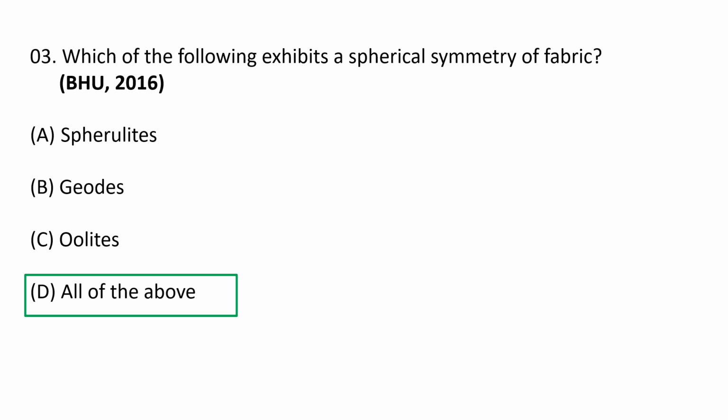Spherulites are spherical bodies occurring generally in glassy rocks, especially silica-rich rhyolites. Geodes are spherical or oblong rocks that are filled or partially filled with minerals. And oolite is any sedimentary rock, especially limestone, consisting of tiny spherical concentric grains with a fine matrix. So all of the above exhibit spherical symmetry. So D is the correct option.